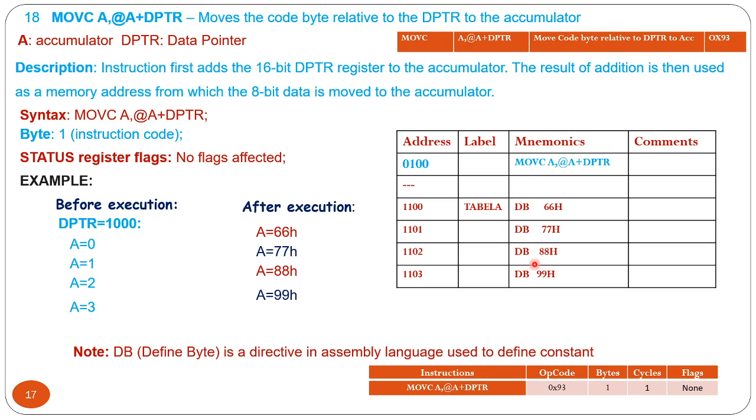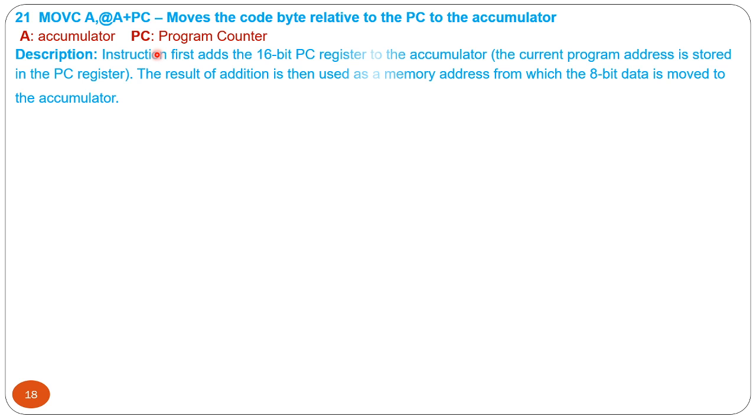So directives are non-executable mnemonics. They are processed only up to the assembler level, not by the microcontroller. Next is MOVC A, @A+PC. It moves the code byte relative to the PC to the accumulator. Here A is the accumulator and PC is the program counter register.